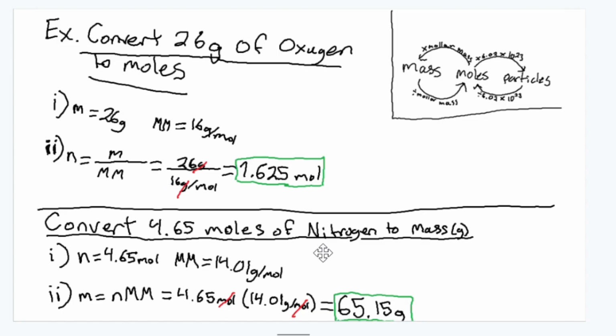Here's another example, just doing the opposite. To convert from moles to mass, it's basically the same thing as before: write down the information you're given, get your molar mass from the periodic table, and the equation for moles to mass would be mass equals moles multiplied by molar mass. From there, again, you plug in your numbers and you get your answer.